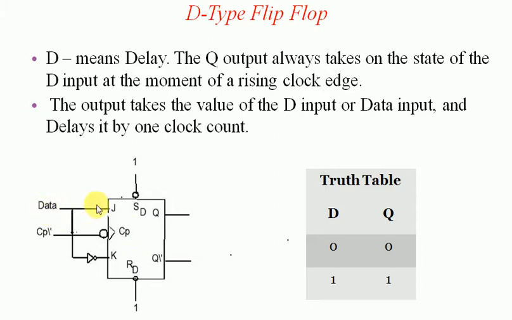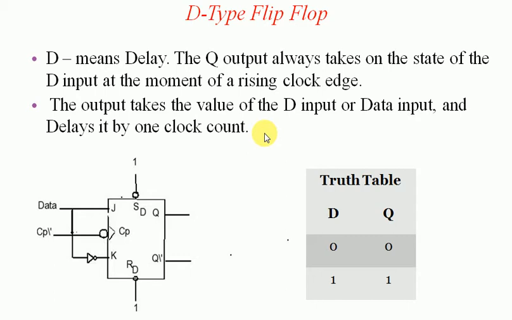There is a complementary relation between the inputs which are connected to the J and K terminals of the flip-flop, and this complementary relation is achieved by using one NOT gate. The output Q always takes on the state of the D input at the moment of the rising clock edge. The output takes the value of the D input or data input and delays it by one clock count.